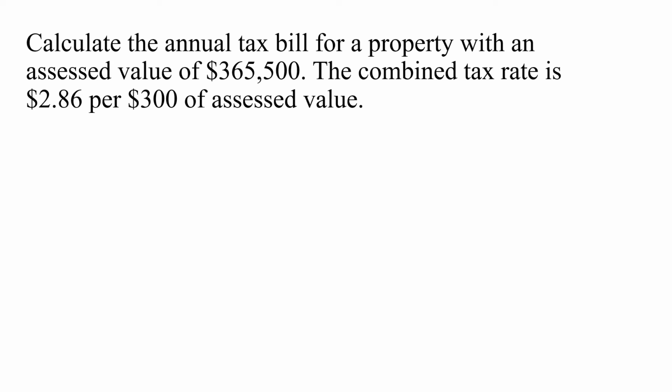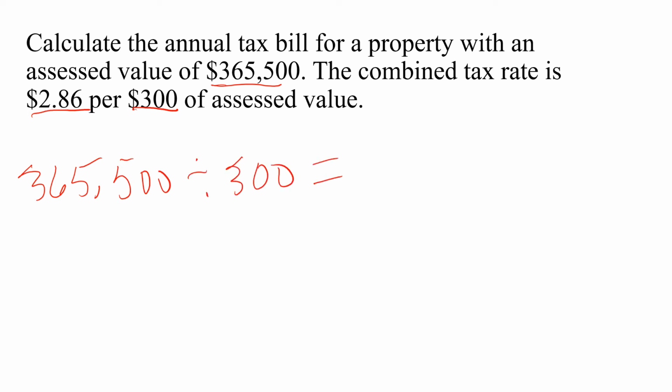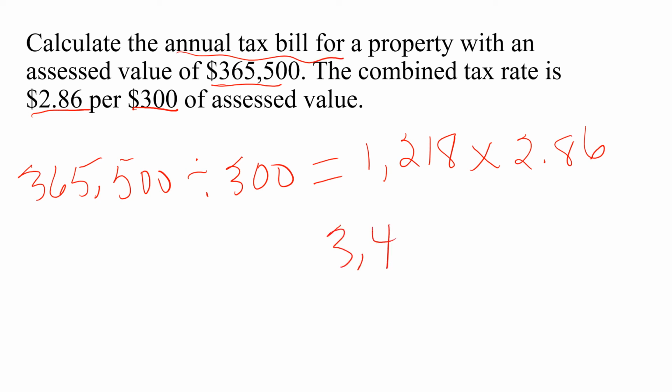Calculate the annual tax bill for a property with an assessed value of $365,500. The combined tax rate is $2.86 per $300 of assessed value. Okay, so let's take our assessed value, $365,500, divide it by 300, because it's per $300. That gives us $1,218 times our tax rate of 2.86, and the annual tax bill will be $3,483.48.